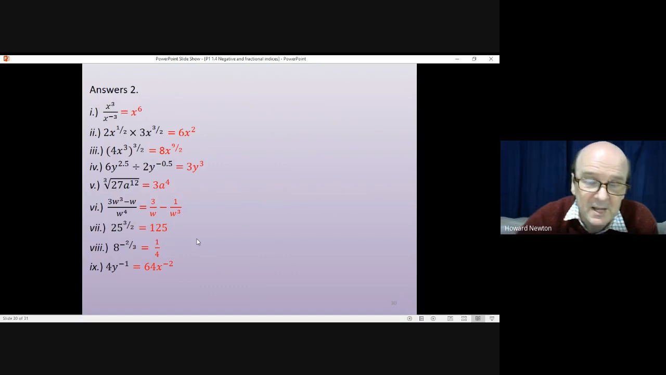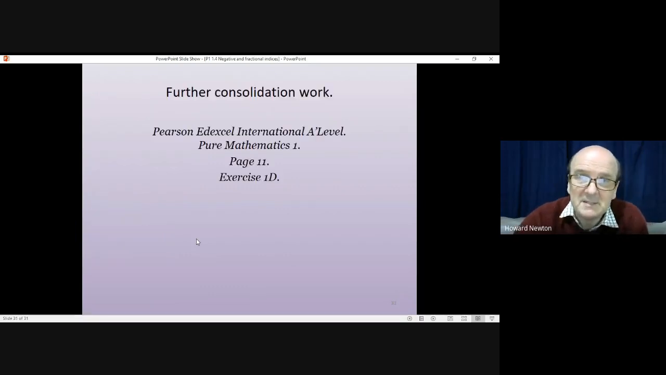That's all the answers written down, and that gets us to the end of the lesson. If you have the textbook, then page 11, exercise 1D is the exercise you should be looking at.